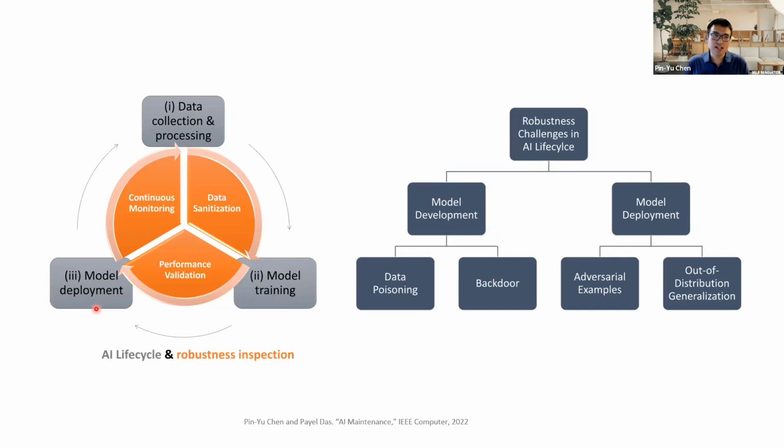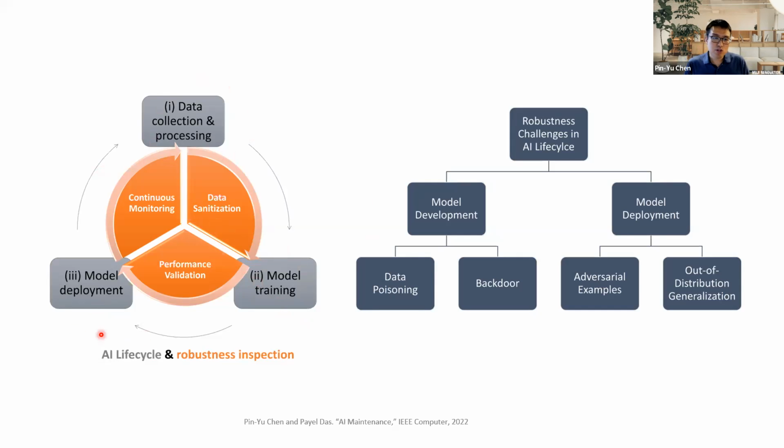Okay, so recalling these two phases I have for the AI lifecycle, we can already introduce this robustness inspection in the context of this AI lifecycle. So between the stage of data collection and model training, what we can do to ensure robustness and do robustness inspection is to do some data sanitization. For example, look at the data you have and try to remove some spurious or problematic data samples.